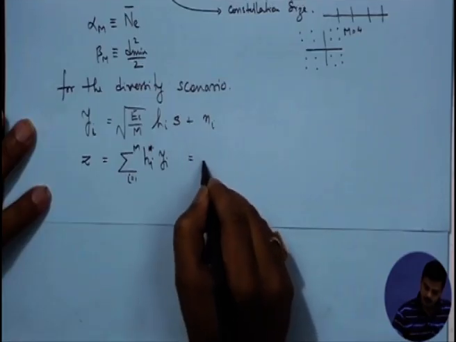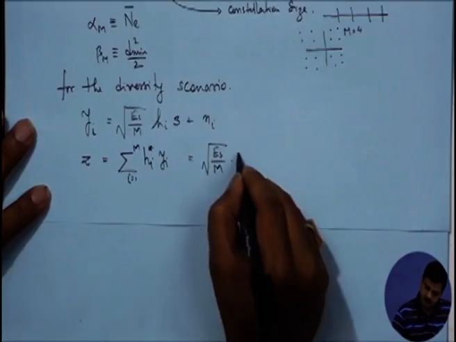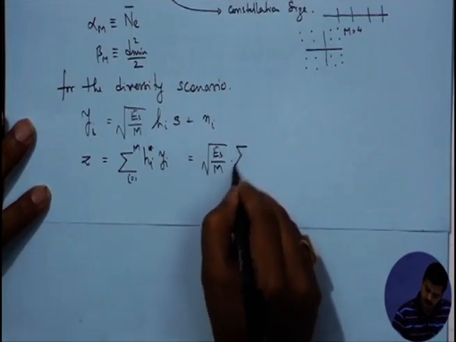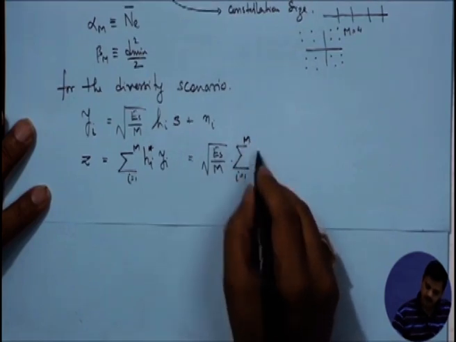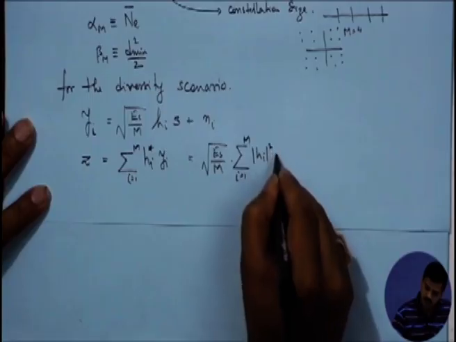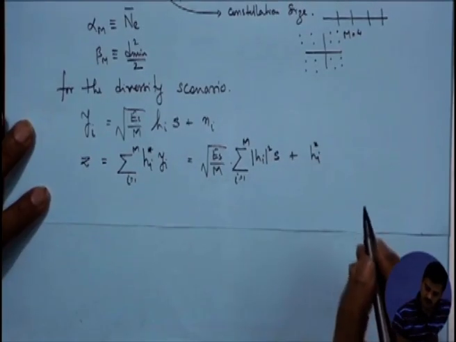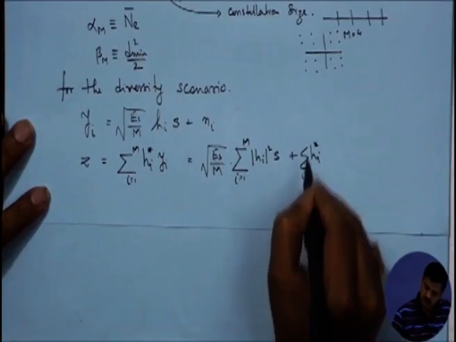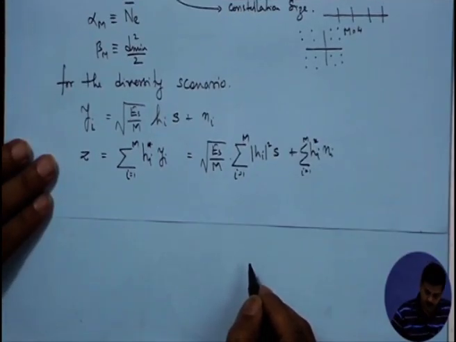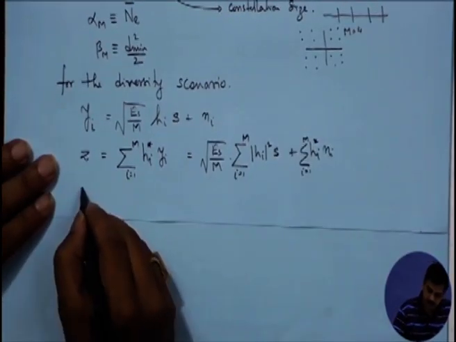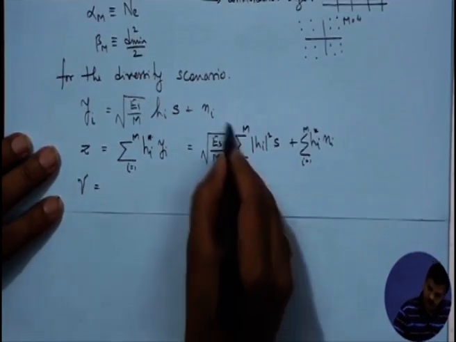So, this would lead to root over Es over m times, of course, a summation i equals 1 to m. I again say this is the spatial dimension, mod h_i squared s plus h_i conjugate, of course, sum i equals 1 to m N_i. This is the received component, and when we calculate the signal to noise ratio, the gamma in this particular case would be the square of this term.